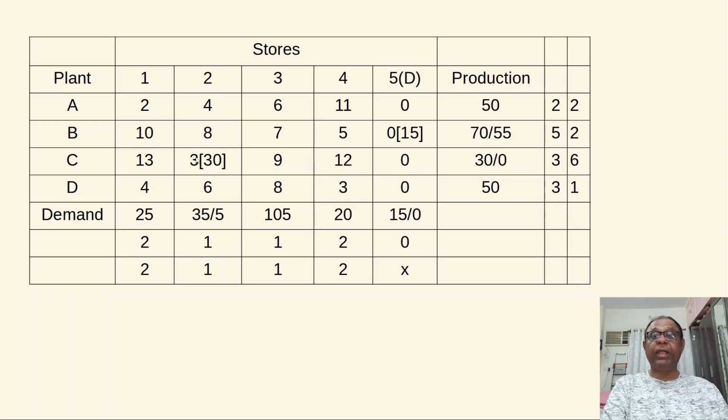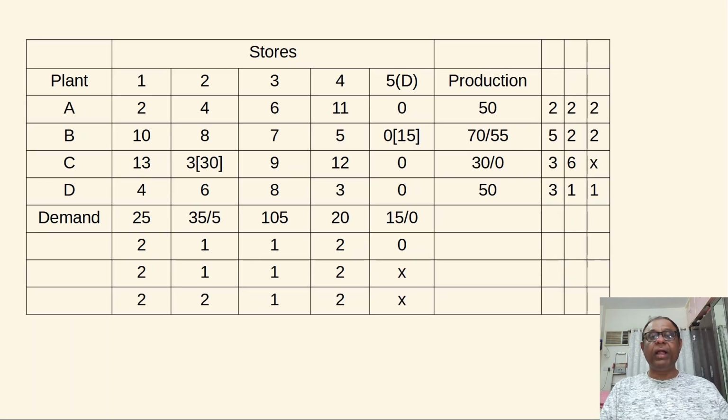So we allocate it. Now, of course, all the production from plant number C has been totally allocated. So this will again not come in our future penalty calculations, like it was for 5D. So we go ahead with the further penalty calculations. Now you have to remember here, C is crossed out, even 5D is crossed out.